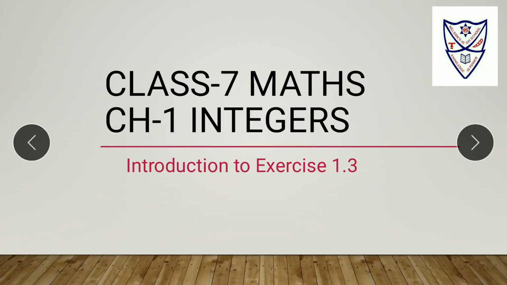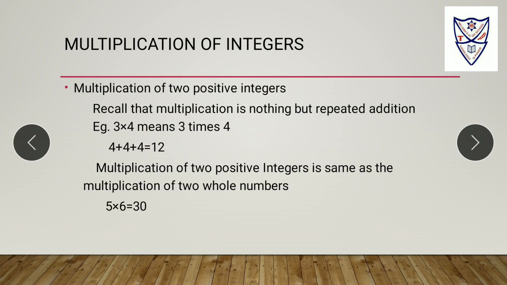We are discussing chapter 1, integers, and already we have solved exercise 1.1 and exercise 1.2. Now before solving exercise 1.3 I have to introduce some new topics. So let's start. Introduction to exercise 1.3. Here we will learn multiplication of integers. You already know that integers are of two types, positive integers and negative integers.